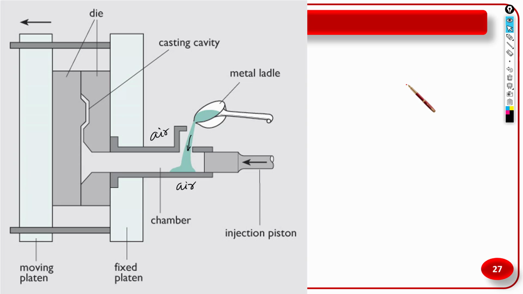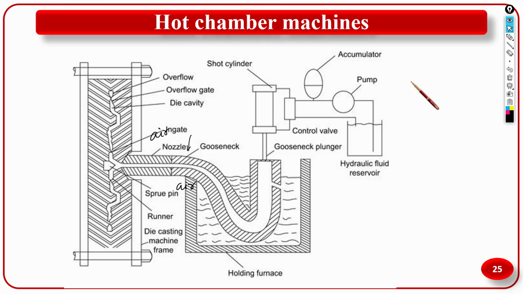If this is the issue, then why are we going for this hot chamber? It becomes very fast, because molten metal is there inside, so it becomes very fast. So for industrial purposes this one is used.